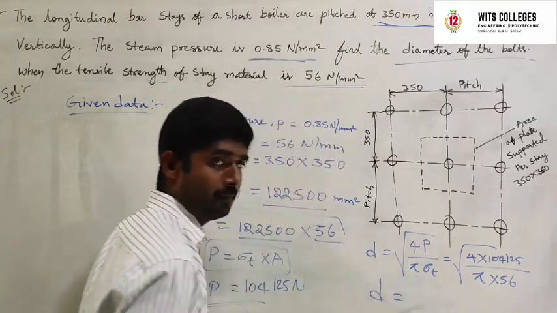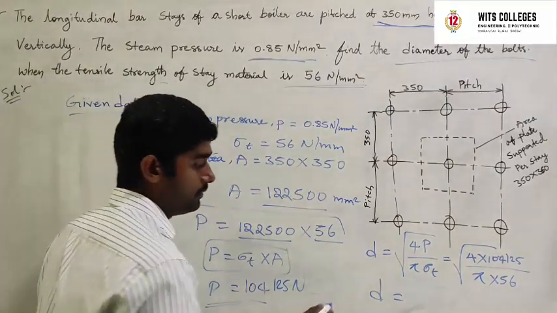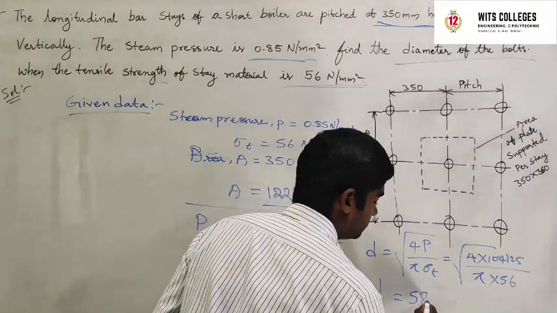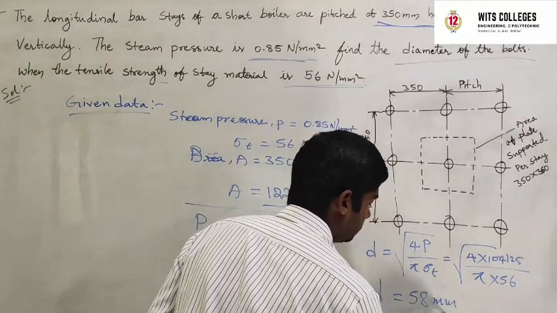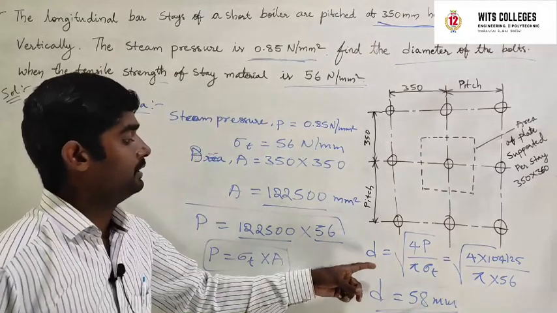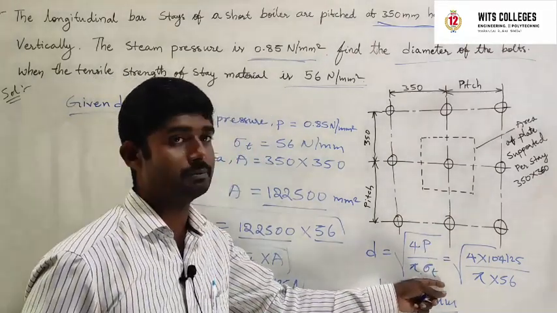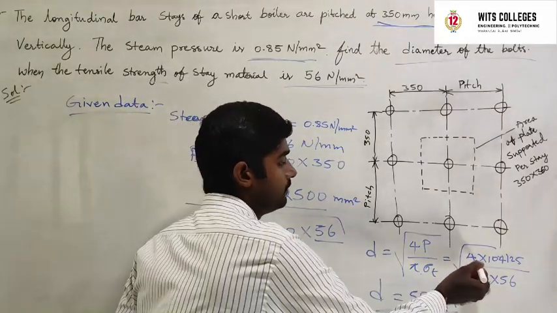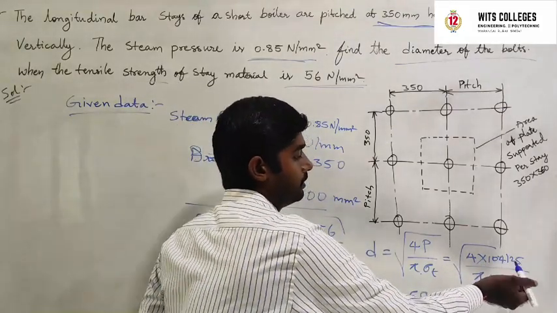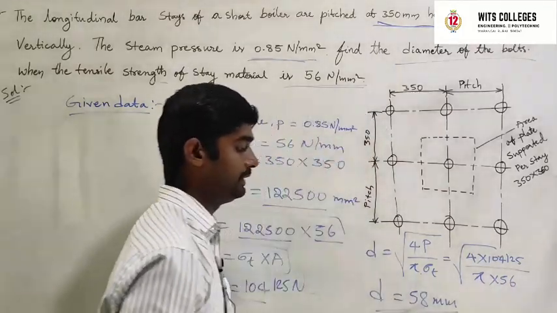Small d is equal to approximately 58 mm. This is an approximate value. Okay, find out the d. d is equal to under root 4P by pi into sigma t. This is equal to under root 4 into 104,125 by pi into 56.